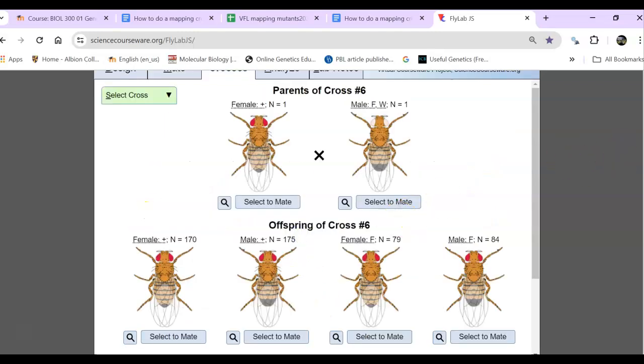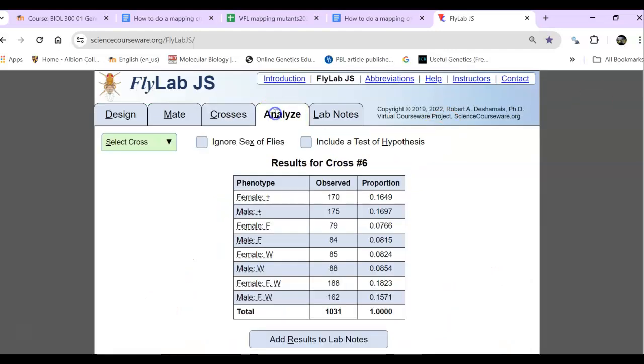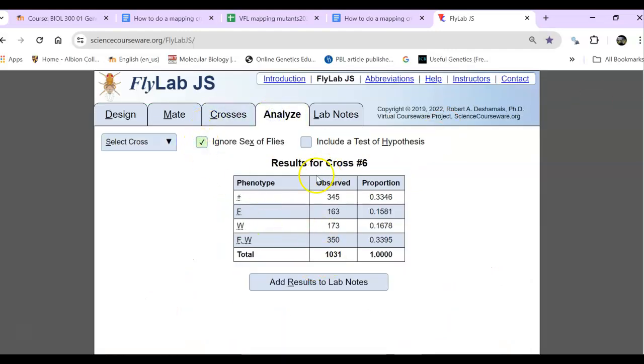So if you make those and analyze it, ignore the sex, we get some numbers. And we get 345 and 350, those are the parentals. We get 163 and 173, those are the recombinants. We can even just add these numbers up. 15.8 plus 16.7 in terms of percent. That's like 32, 33%, something like that. So we can calculate that out. So they're linked because this is not 1 to 1 to 1 to 1. It's something different. If we did a chi-square, it would definitely show us that that's something different.